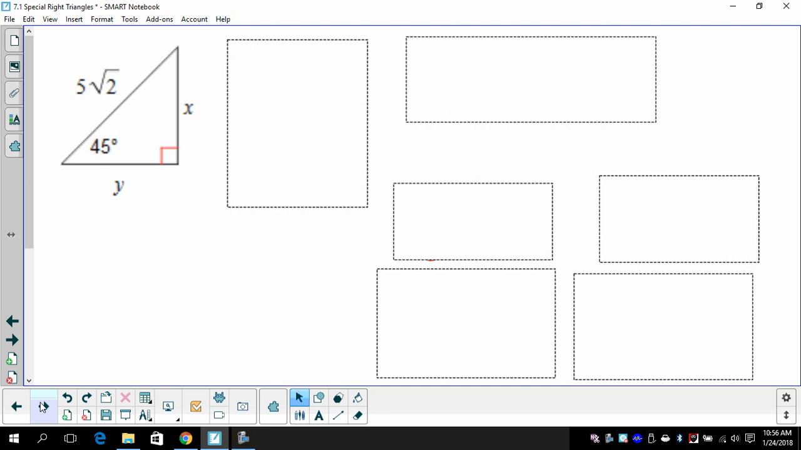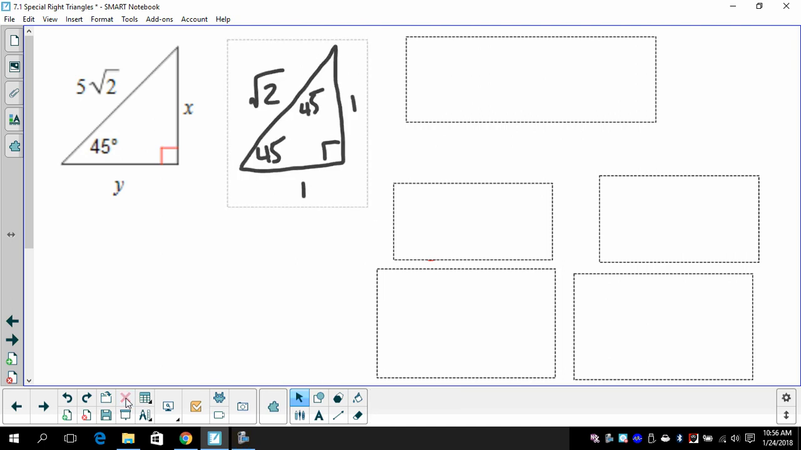So we can do the same thing for any right triangle that has 45-degree angles. If I know that one of these angles is 45, I know the other one must be 45. That's why they're not both labeled. So I'm going to draw my reference triangle, and then I'm going to write the ratios. My 5 root 2 goes with the root 2. Both my x and y go with 1, so I get these three fractions.